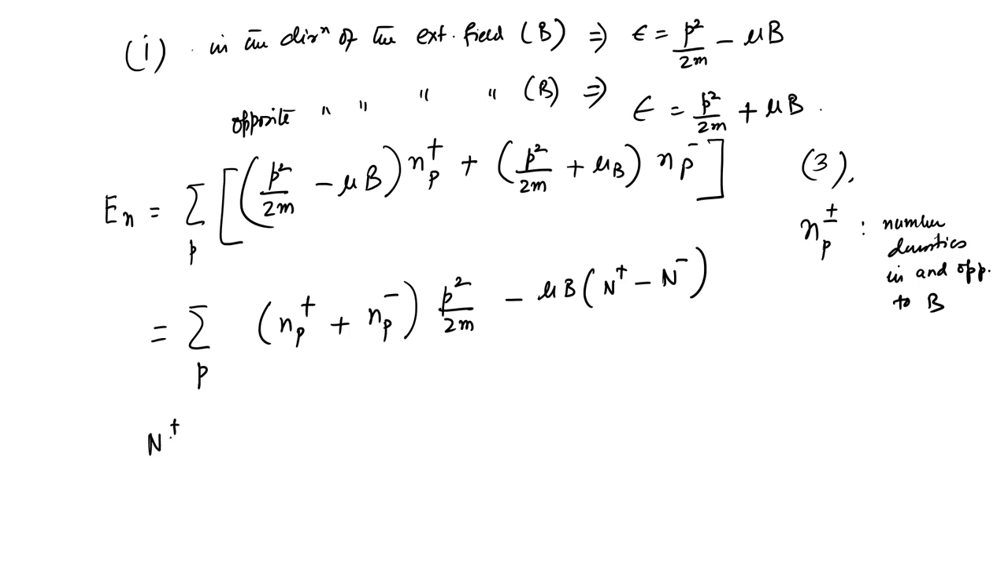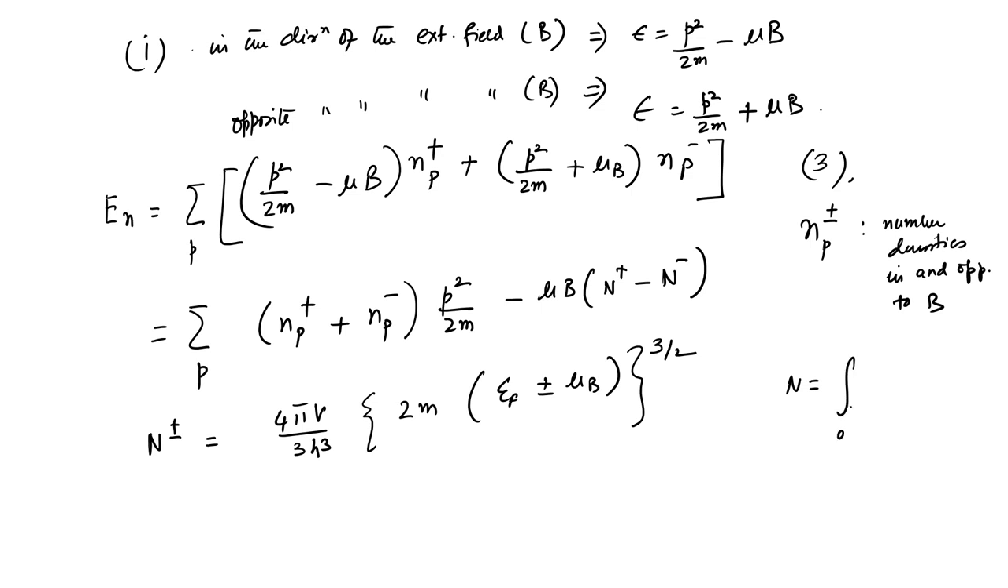And one can write down N plus minus equal to 4 pi V by 3 h cube, times 2m epsilon F plus minus mu B whole to the power 3 by 2. So the plus will go with plus, and the minus will go with minus, and this equation you are aware of where we have gotten it from. So we have 0 to epsilon F, and we simply have G epsilon d epsilon. And so there is a G plus and G minus corresponding to N plus and N minus.